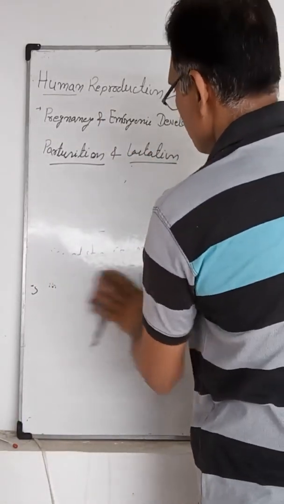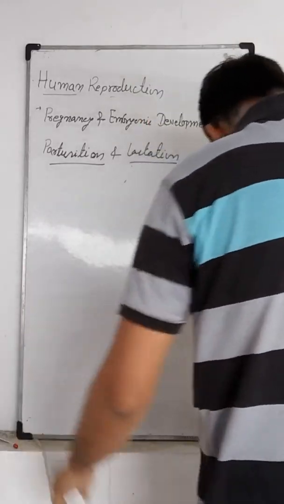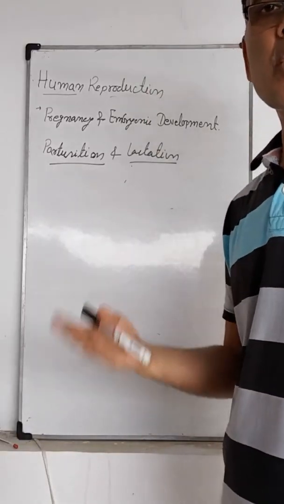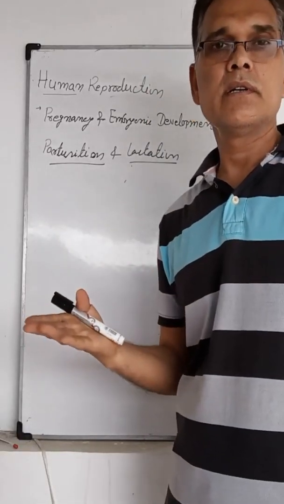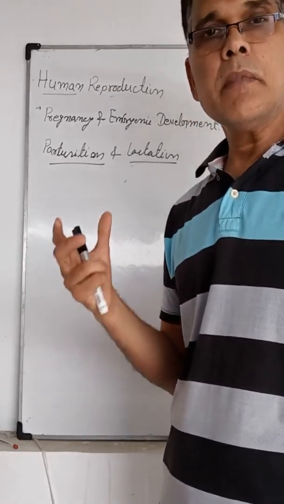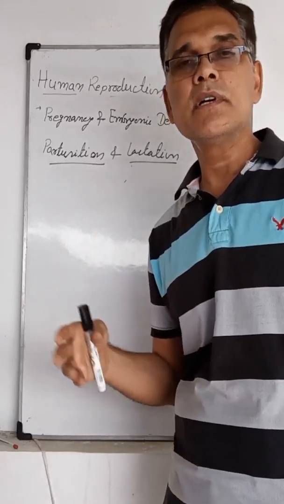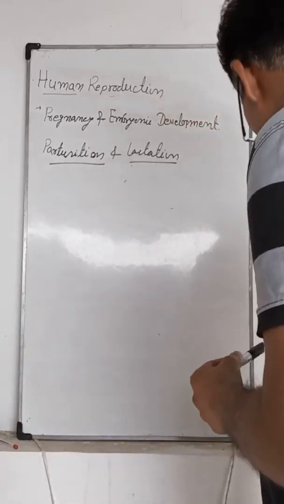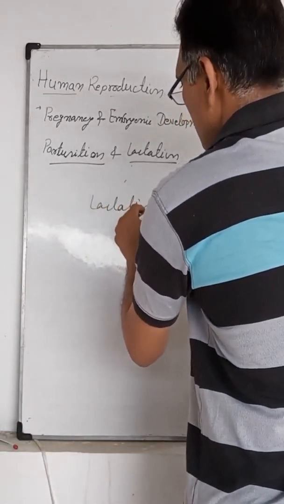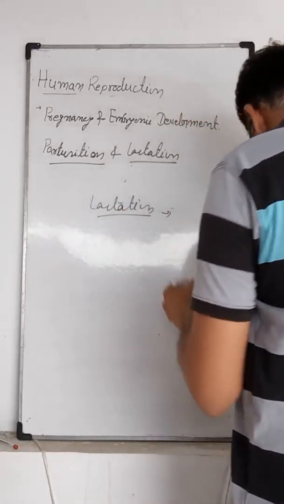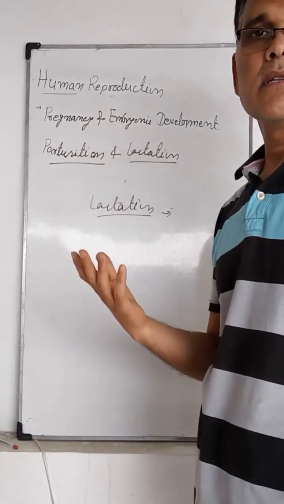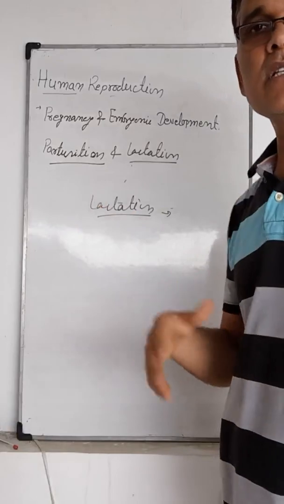And the next topic is lactation. During pregnancy, the mother's mammary glands also grow and develop under the induction of oxytocin hormone. The mammary glands and milk glands develop to produce milk. That process is known as lactation, the process of producing milk during and after pregnancy.